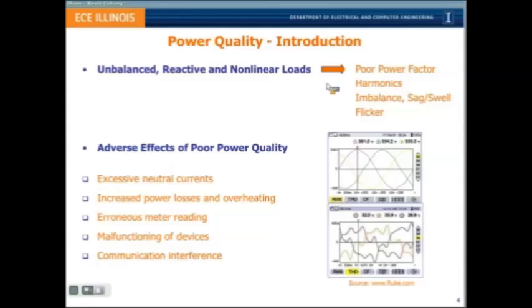And malfunctioning of devices is of more general nature. This could happen for any sensitive loads. For example, there are hospital loads which will definitely demand a beautiful set of sinusoidal voltage waveforms, but if you are not able to provide that, it can potentially result in malfunctioning of these devices.